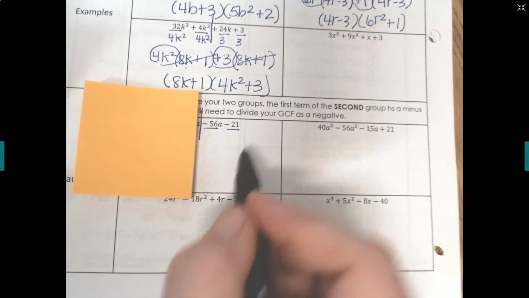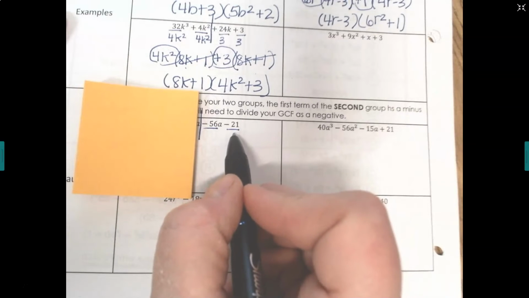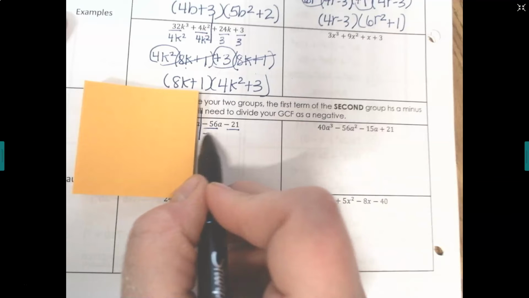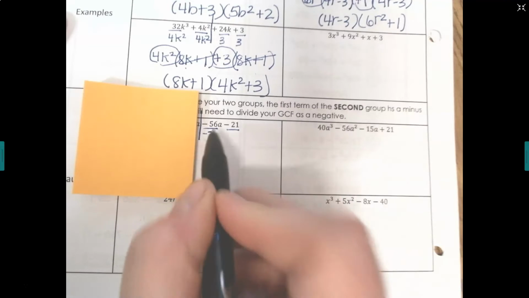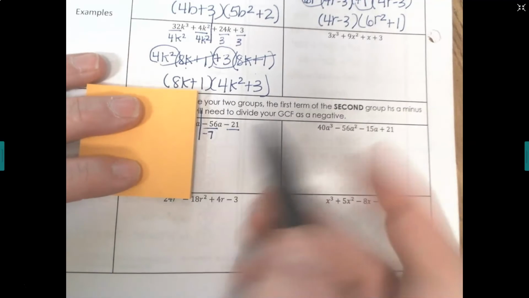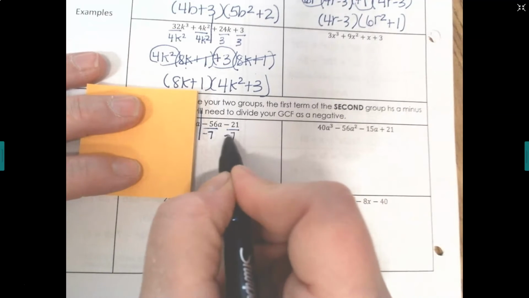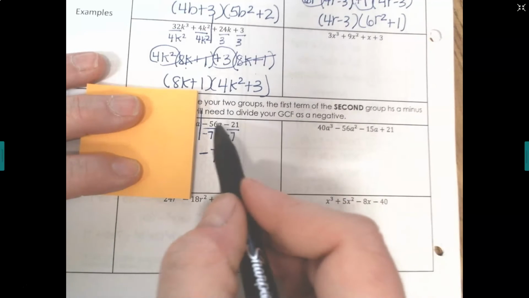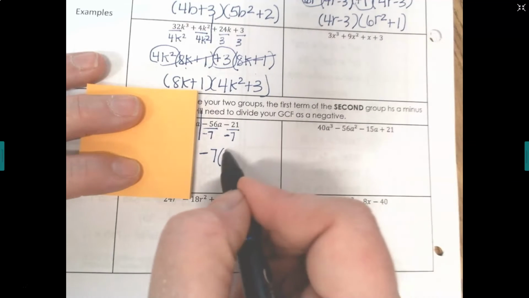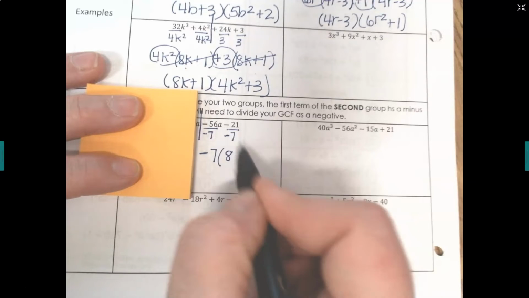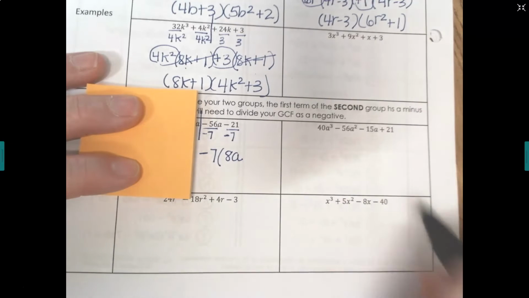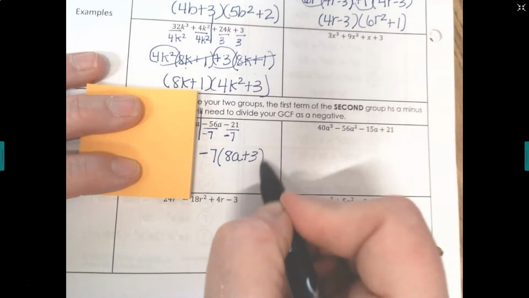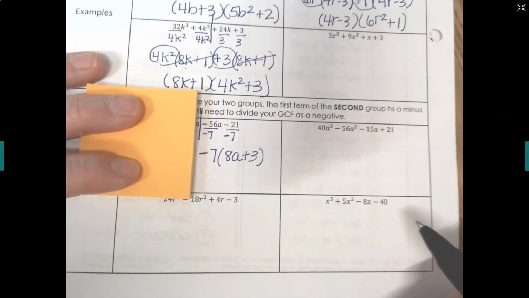Okay, so when I'm looking, the next smallest factor I can think of is 7, and 7 does go into 56. And remember, I said it had to be negative because the sign on the leading coefficient when you're looking at just the half is negative. Okay, so I have negative 7, and when I divide it out, negative 56 divided by negative 7 gives me a positive 8, and the a has nothing to cancel with. Negative 21 divided by negative 7 gives me a positive 3. Okay, so that's the right-hand side.